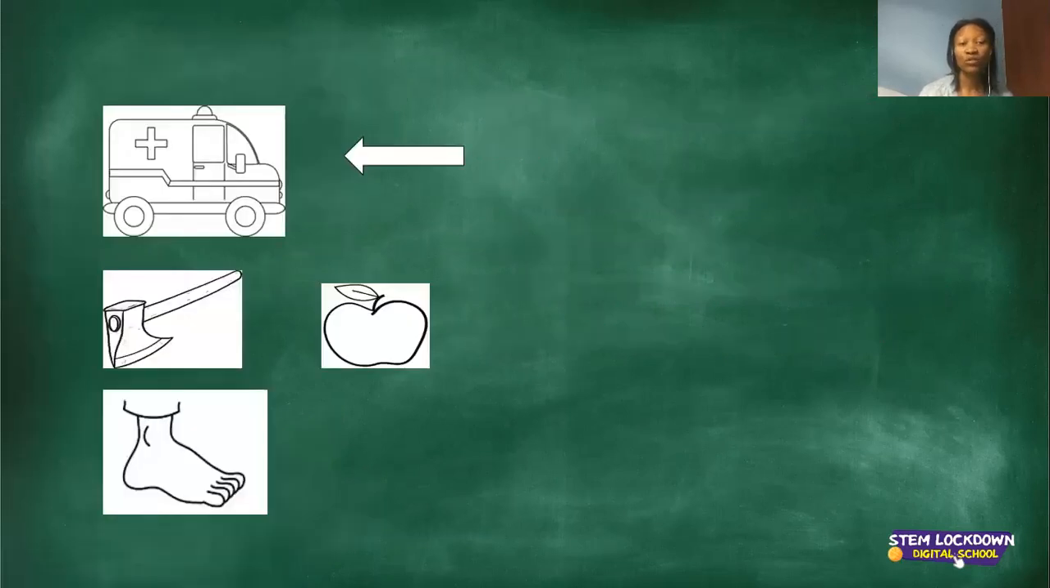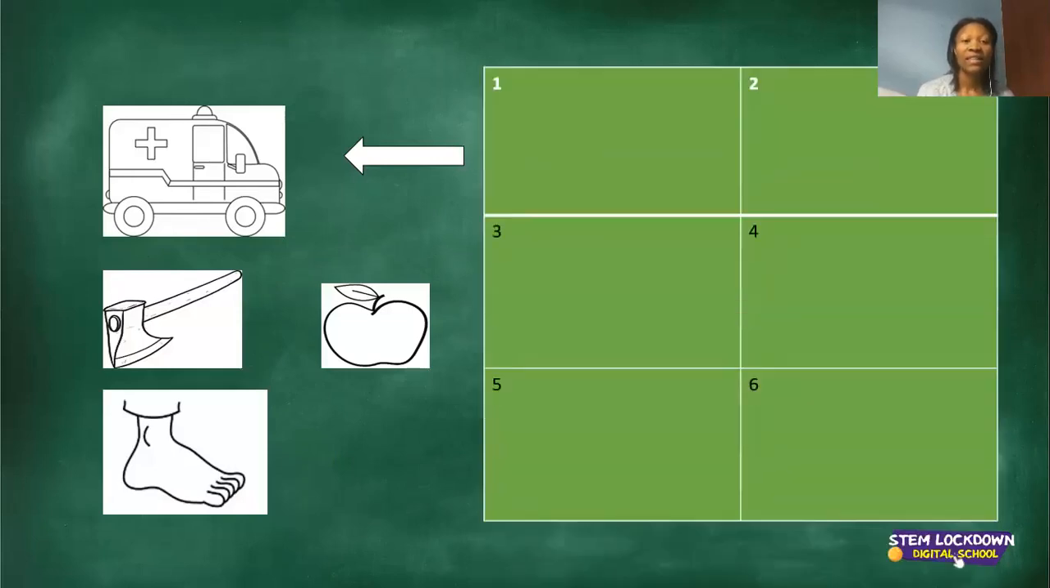So what we're going to do next is we are going to sequence the story by using these pictures. We're going to put them in order from what happened first to last. So using the pictures to order the story, we can also retell the story in this order. So which picture do you think would come first? I see the ambulance is right there at the top. Would we place the picture in the first block? No, absolutely not.